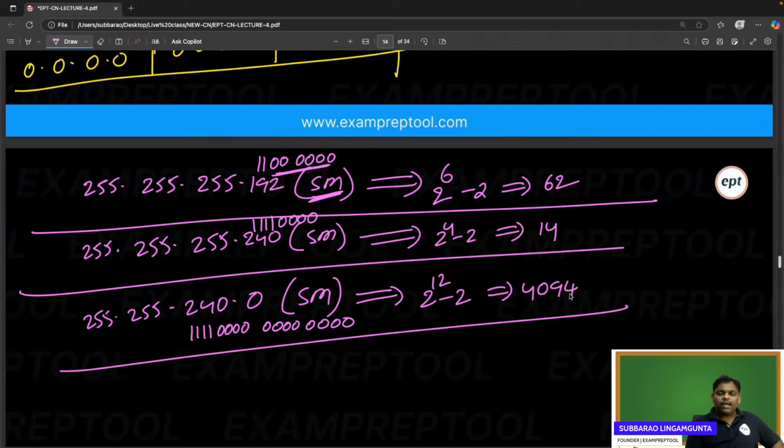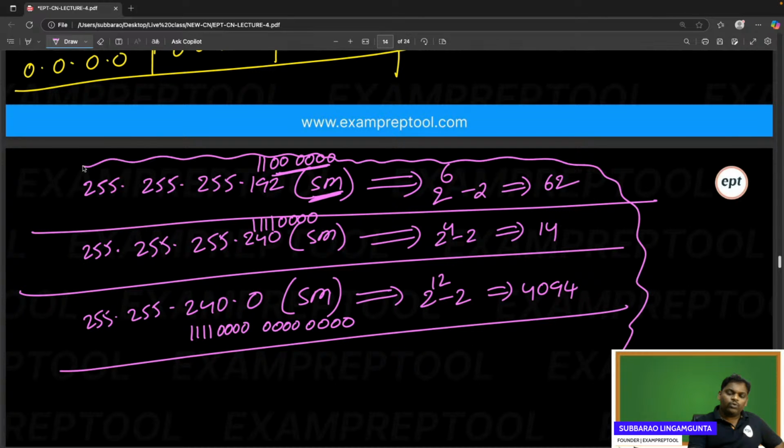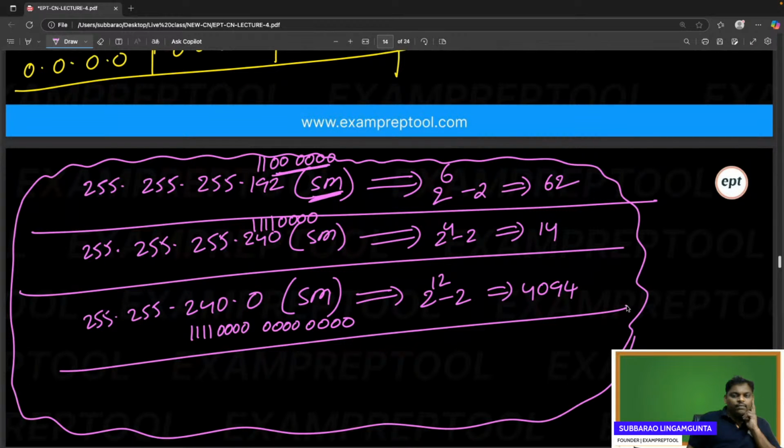Someone is saying it is a class C. Who said to you class C? It is a different story. We are talking about subnet mask. We are talking about a new story. Who said to you it is a class C?